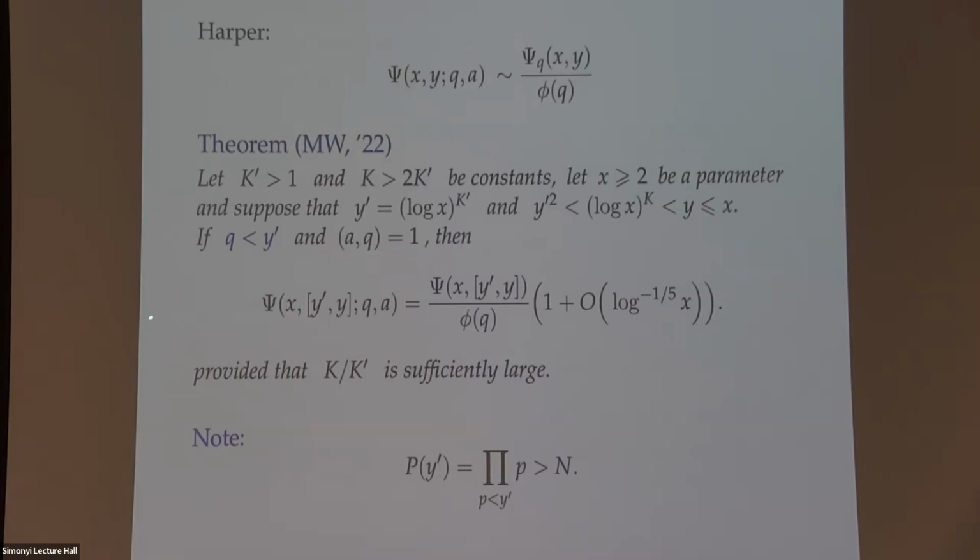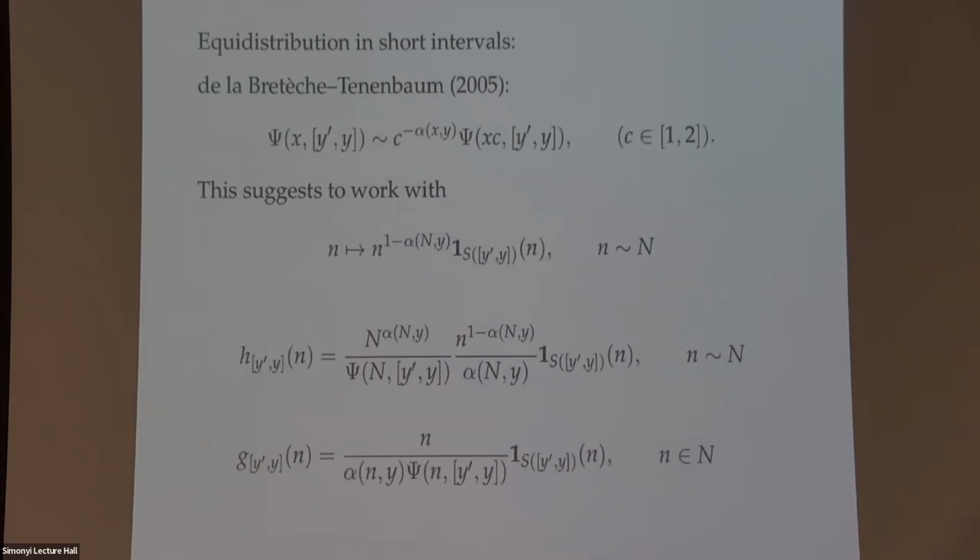With this result here, we have a candidate for an arithmetic function to which we can apply the methods, which would be the characteristic function of this set of y prime comma y smooth numbers. This characteristic function will satisfy the condition that it's equidistributed in progressions. How about equidistribution in short arithmetic progressions? A special case of this would be equidistribution in short intervals. And in that direction, there is work by de la Bretèche and Tenenbaum that we can use.